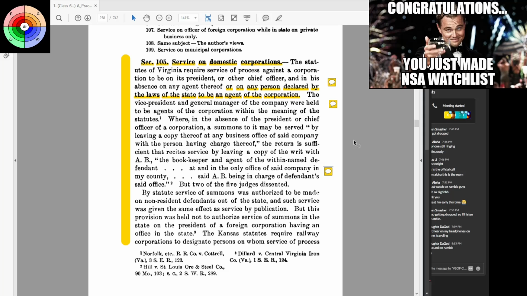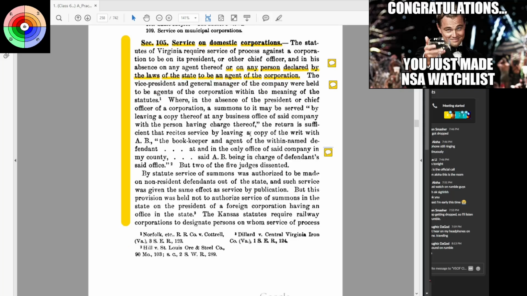And your special master or your marshal can do it, or anybody who's over the age of 18. So back to the treatise, where it says, and then leaving a copy to said AB being in charge of defendant's said office. Again, they won't let you pass. Apparently Sergeant whoever was in charge of the office for the day. Put his name down, get done with your business, and get out of there.